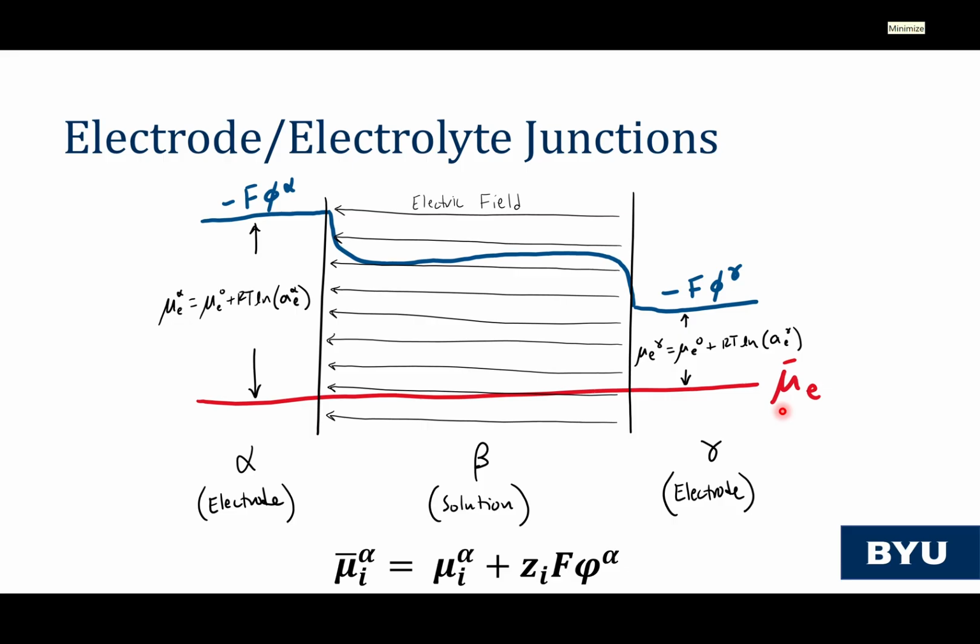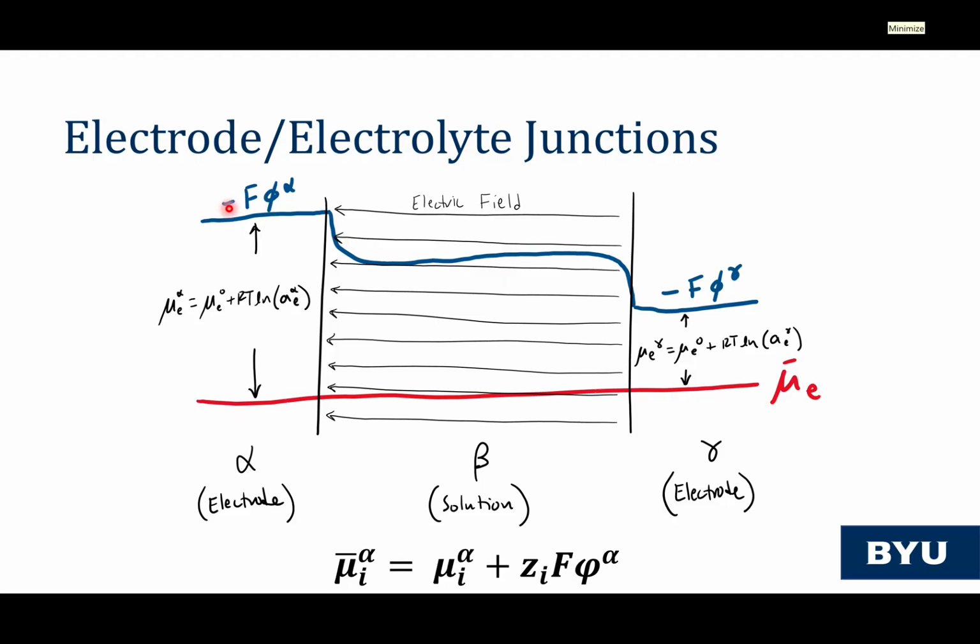Well, what happens if we separate it out? So we have an electrode and then an electrolyte and then another electrode. So alpha being an electrode, beta being the solution, and then the electrode being gamma. Well, what we'd see is if we write out the electrochemical potential for the electrons in the solution, processes are going to occur until the electrochemical potential of all three phases is in equilibrium.